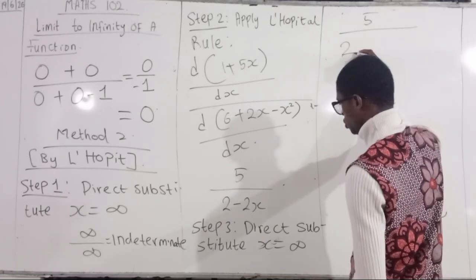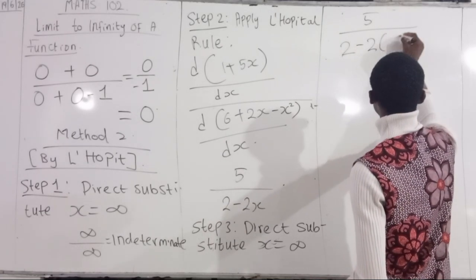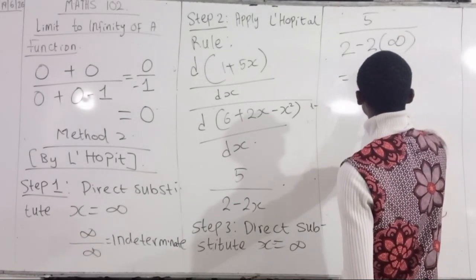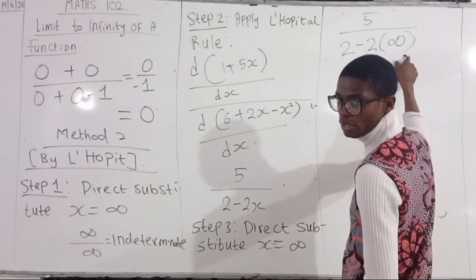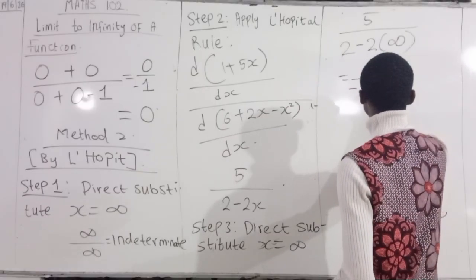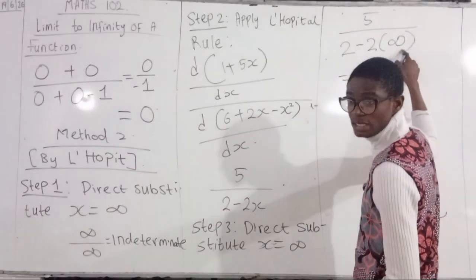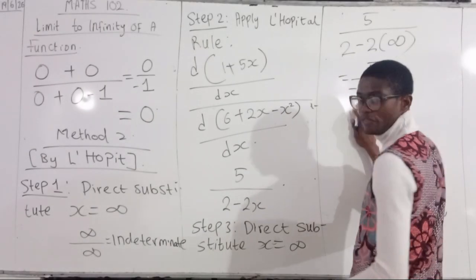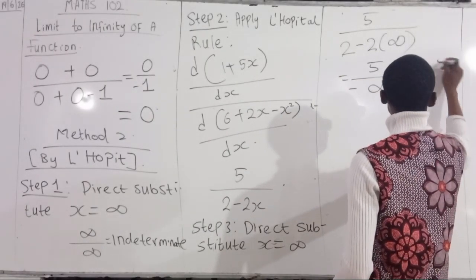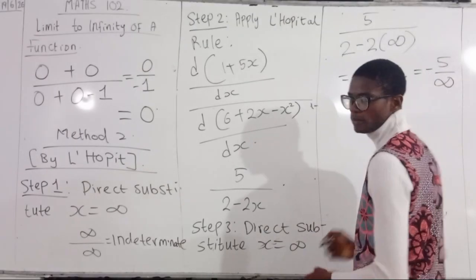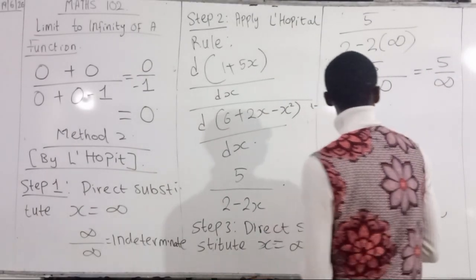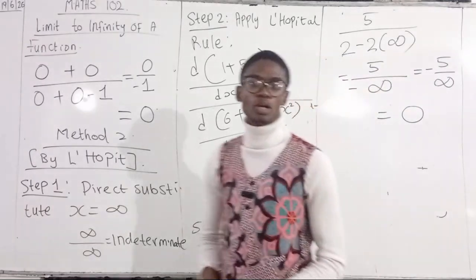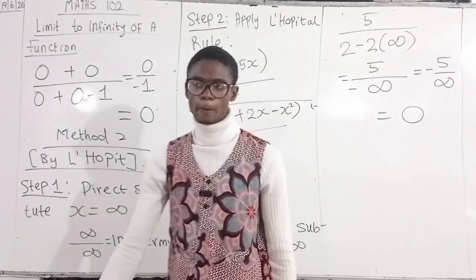Here will be 2 minus 2 multiplied by infinity, right? Now this will give you 5 all over. This minus this one will give you minus infinity, because this multiplied by this will give you infinity, right? Now this minus that infinity will give you a negative infinity, which you can write as minus 5 all over infinity, which will give you 0. Well, because there's not like minus 0.